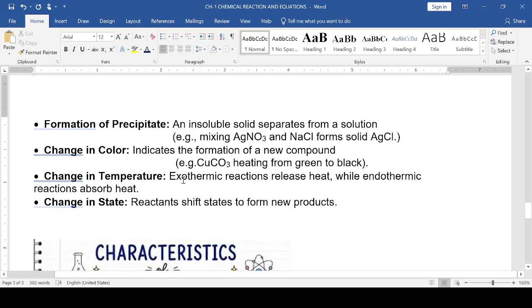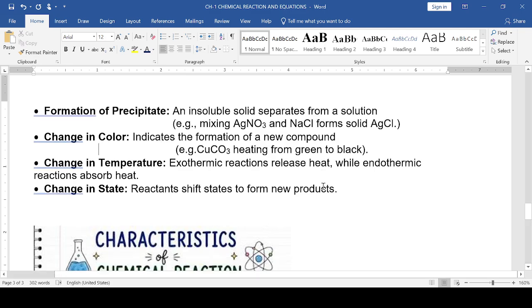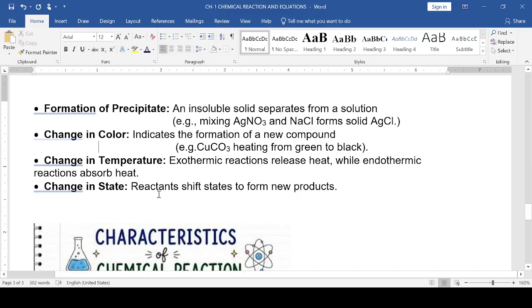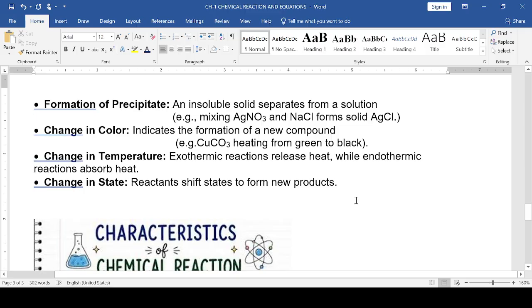Change in temperature, the temperature may increase or decrease. Exothermic reactions will release heat while endothermic reactions will absorb heat. Change in state, it shifts to form new products from solid to liquid or gas.